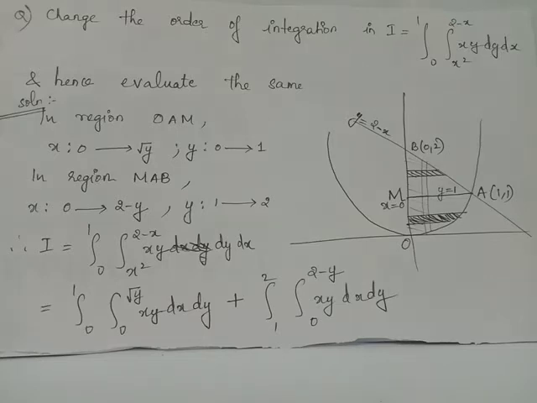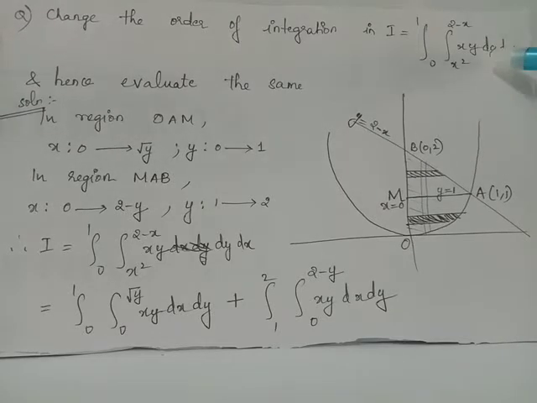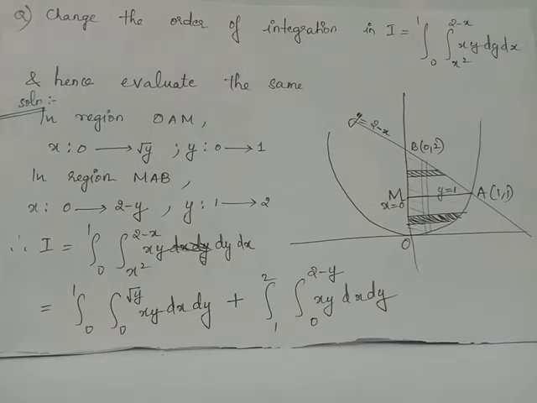Change the order of integration for the double integral I equals integral 0 to 1, integral x square to 2 minus x, xy dy dx. We will identify the boundaries of the region inside which we have to perform integration looking at the limits of y and x. We have y varies from y equals x square to y equals 2 minus x.